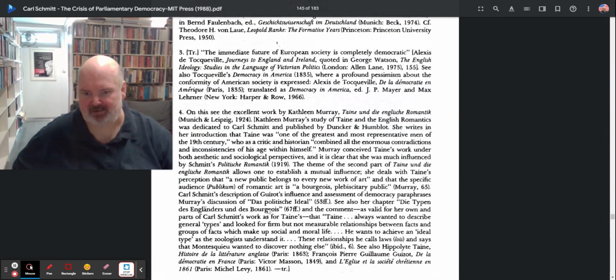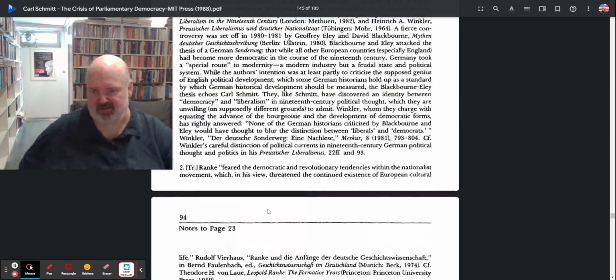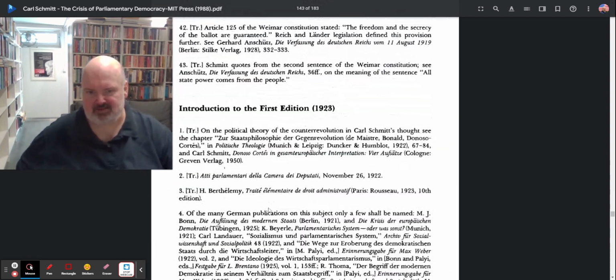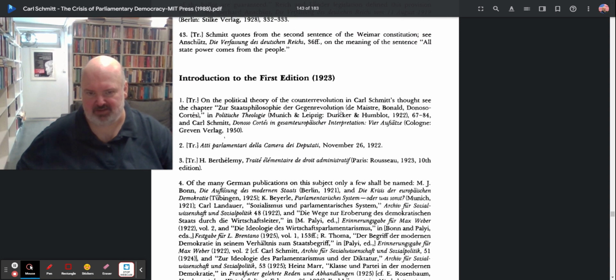I'm not going to really go to this for the rest of the book, but the notes here are going to be right all through it. This is the introduction to the first section. He talks about this whole literature, in fact, its own chapter in Political Theology, and other things.